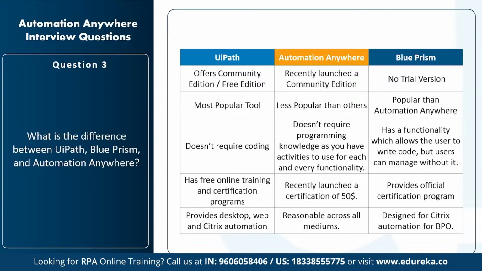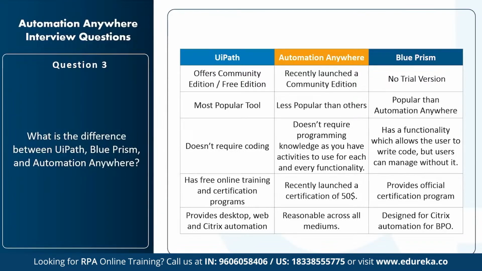Coming to programming knowledge, UiPath doesn't require much coding, as it's all based on activities. For example, if you want to use a for loop, then you have a for activity. You just have to drag and drop it in your sequence, and then you can start using it. Automation Anywhere also doesn't require programming knowledge, as you have activities to use for each and every functionality. When I say activities over here, I basically mean commands, and I'll show you later in the session how you can drag and drop the commands into your sequence and automate tasks. Finally, Blue Prism has a functionality which allows the user to write code, but users can also manage without it. So all three tools almost do not require programming knowledge, as each tool has its own functionality to cater to the needs.